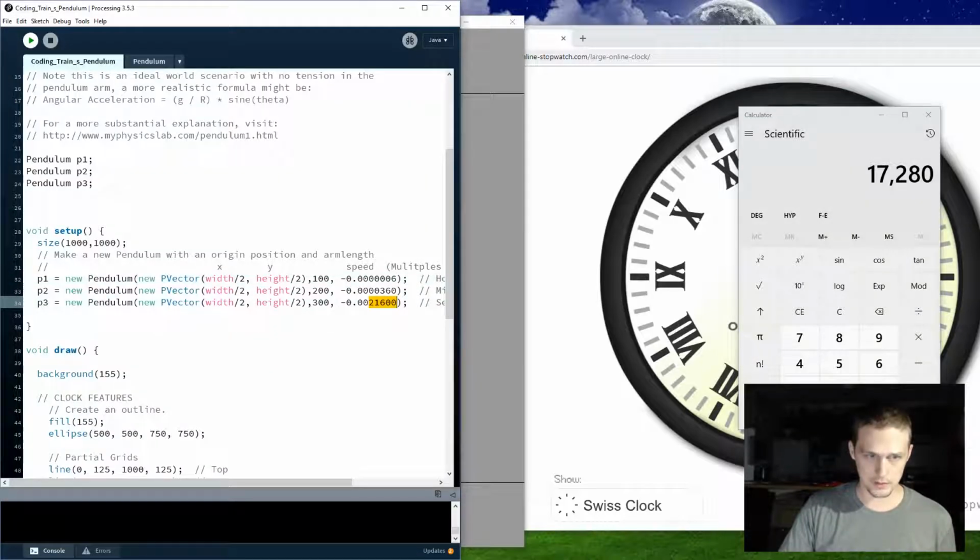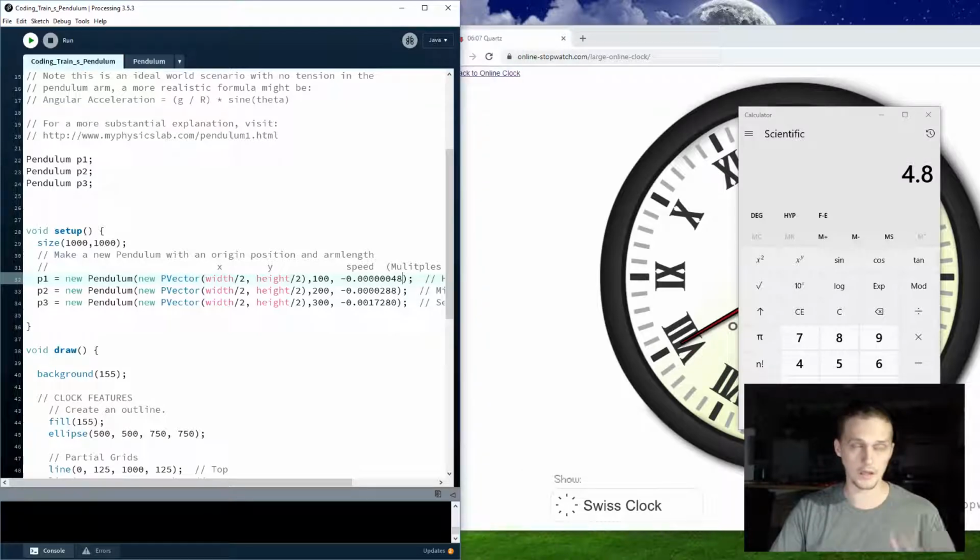So this will be 17280. If we're going to divide this by 60, it's 288. Divided by 60, 4.8, or 48. Save and play.